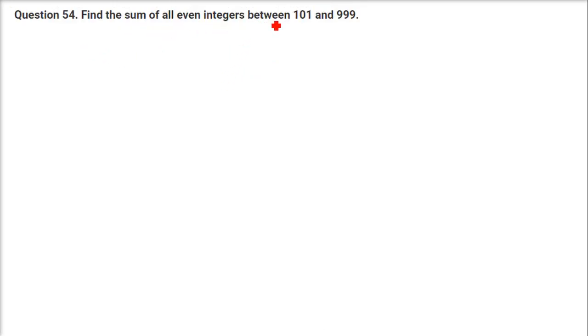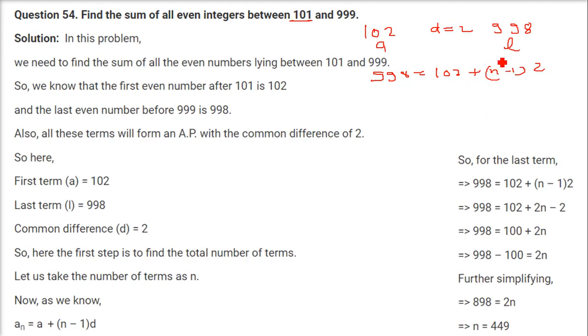Find the sum of all even integers between 101 and 999. So 101, what is the number after 101 which is even? Which is 102. And what is the number just before 999 which is an even number? It is 998. So you have a as 102, l as 998, and because all even integers differ by 2, d is 2. So 998 will be equal to A, that is 102, plus n minus 1 into d, which is 2. So we have to find out this n first.